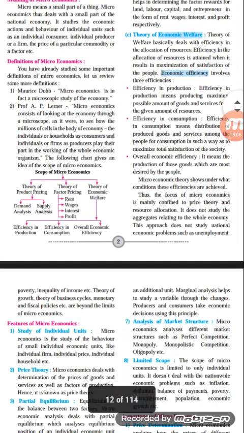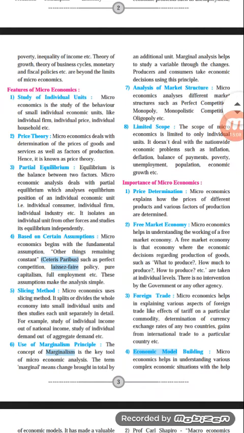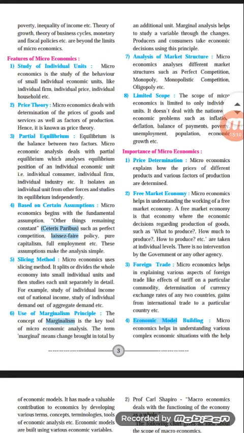Let us start with the features of microeconomics. There are a total of 8 features in microeconomics. Let us see the first one, the study of individual units. Microeconomics is the study of the behavior of small individual economic units like an individual firm, individual price and individual household. As we know very well, microeconomics means the study of the individual unit in a whole economy.